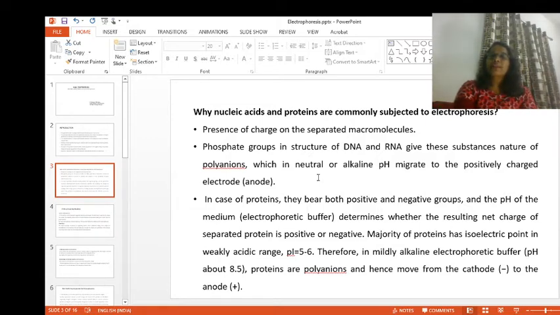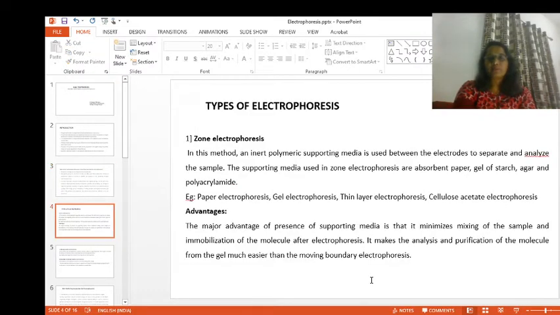In the case of proteins, they bear both positive and negative charge, but the pH of the medium or the buffer determines the resulting net charge of the protein. We know what the isoelectric pH is, and when the pH is above or below the isoelectric pH, the protein will act as a charged molecule. Therefore, in a mildly alkaline electrophoretic buffer, the proteins act as polyanions and hence they move from the cathode towards the anode.